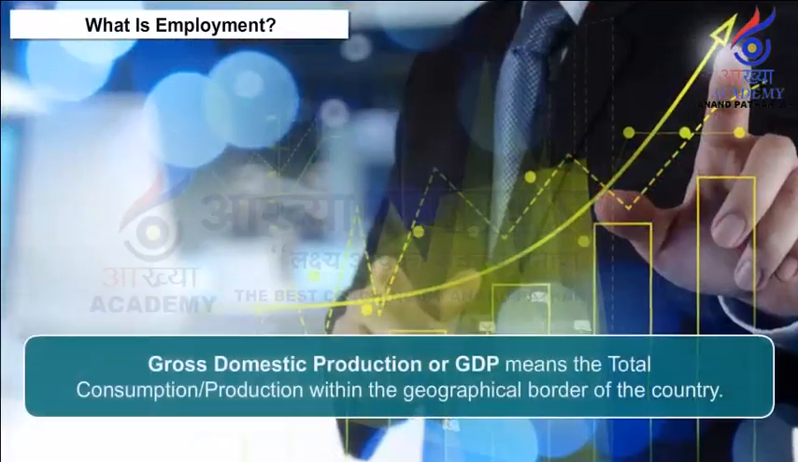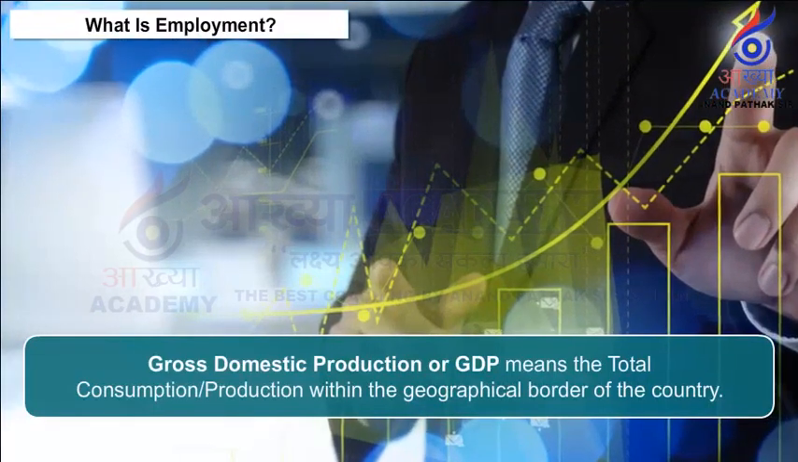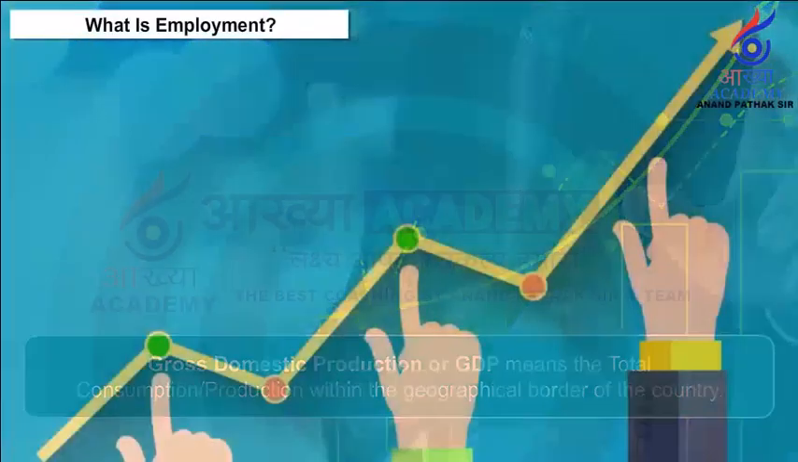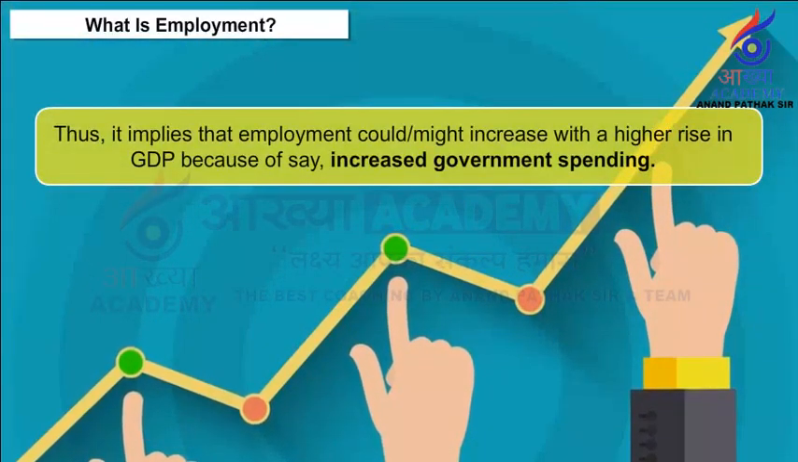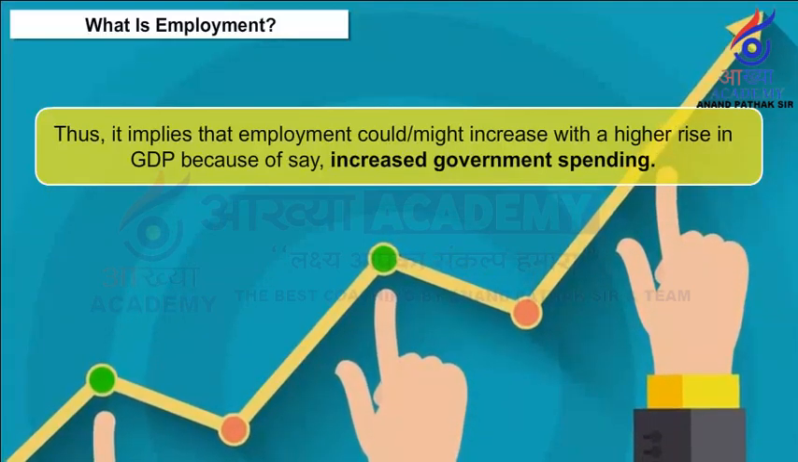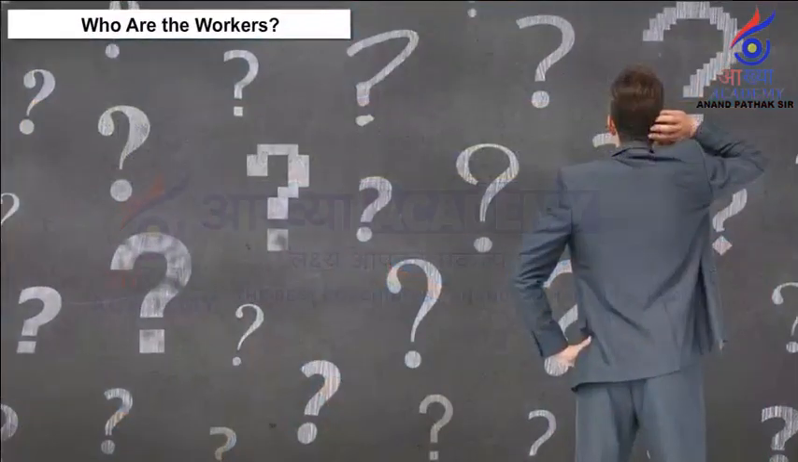Gross domestic product, or GDP, means the total consumption or production within the geographical border of the country. Thus, it implies that employment could or might increase with a higher rise in GDP because of, say, increased government spending. Who are the workers?